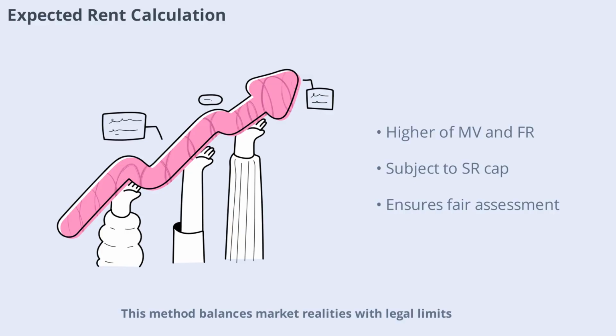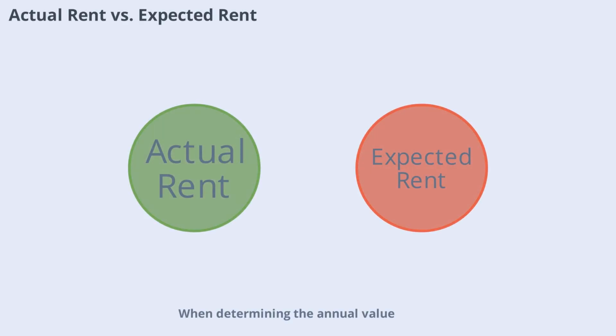This method balances market realities with legal limits. In determining the annual value, if the actual rent received or receivable is higher than the expected rent, the actual rent is taken as the annual value. This ensures that the tax reflects the true income generated from the property. Conversely, if the actual rent is lower due to vacancy or other reasons, the expected rent is used unless specific conditions apply. This approach maintains fairness and accuracy in taxation.